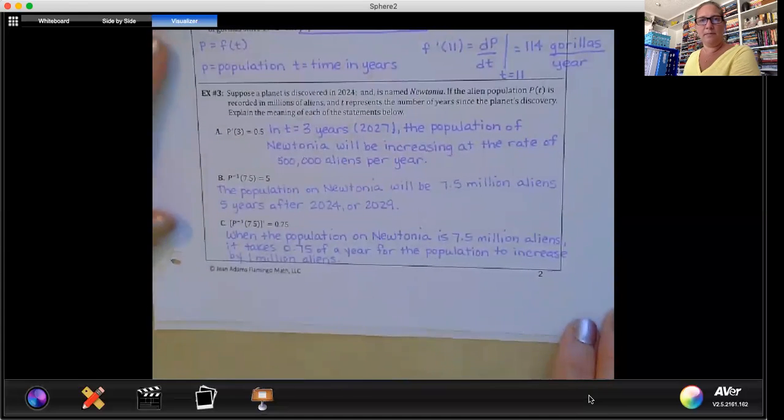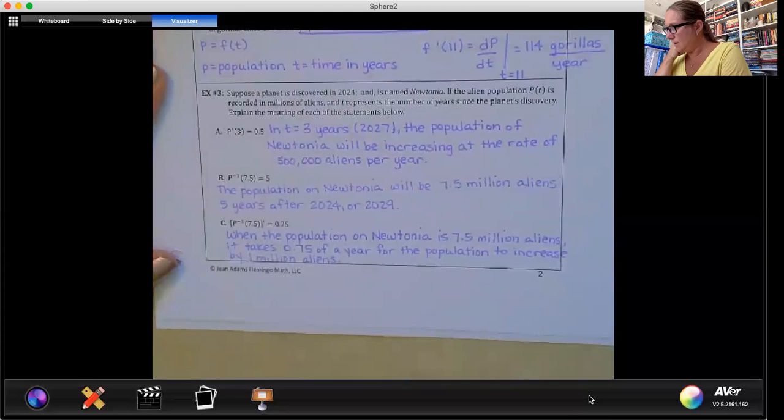Example 3. Suppose a planet is discovered in 2024 and is named Newtonia. If the alien population P of T is recorded in millions of aliens and T represents the number of years since the planet's discovery, explain the meaning of each of the statements below.